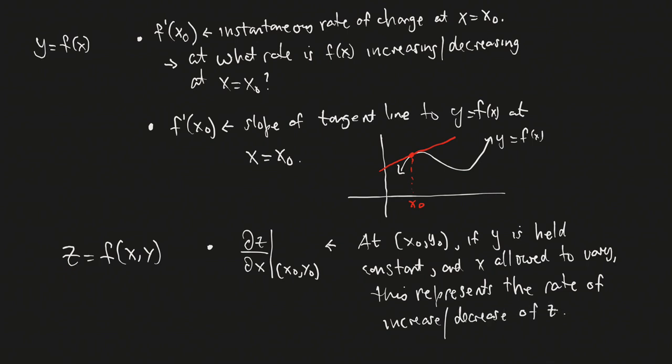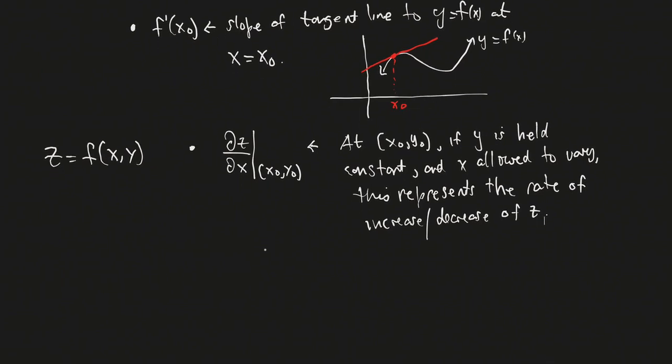So if in my domain I start at this specific ordered pair, and I increase the x value just a little bit, at what rate would the z value change? Would it change by a lot, or not by a lot? Would it change at a small rate, or a relatively larger rate? Well, that's what this first partial derivative can be interpreted as.